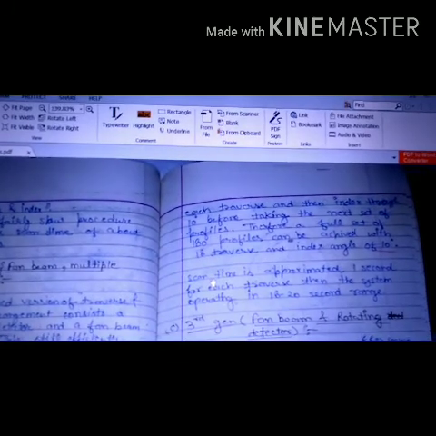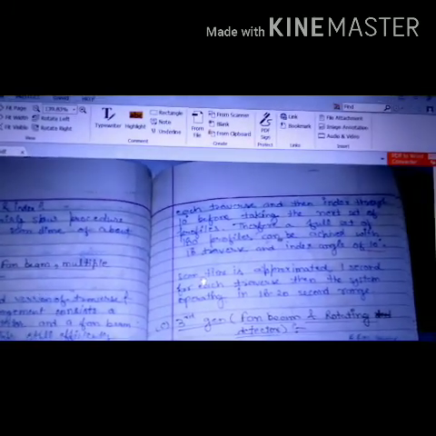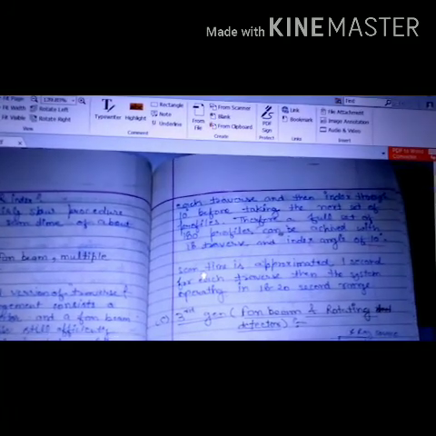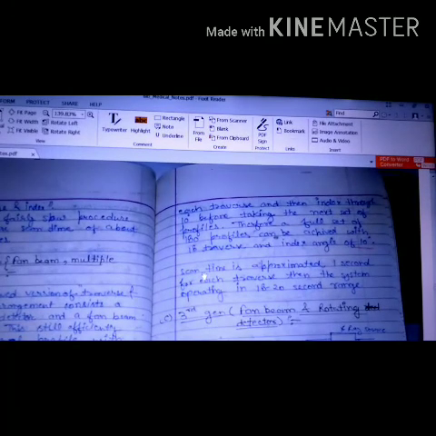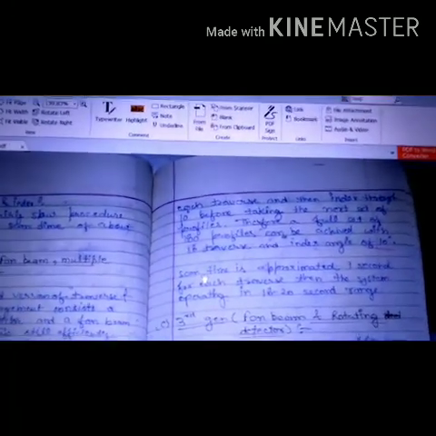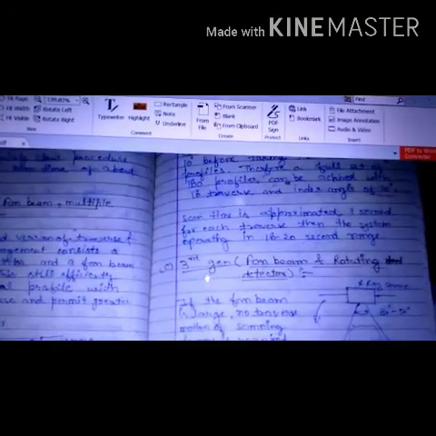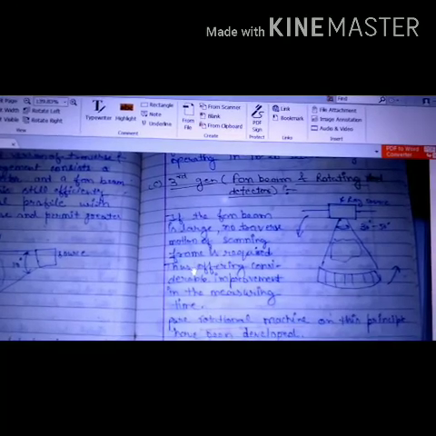Scan time is approximately 1 second for each traverse, and then the system operates in the 18 to 20 second range. So what we were earlier doing in 5 minutes was completed in a very small time span of 18 to 20 seconds. Then came the third generation: fan beam and rotating detectors.